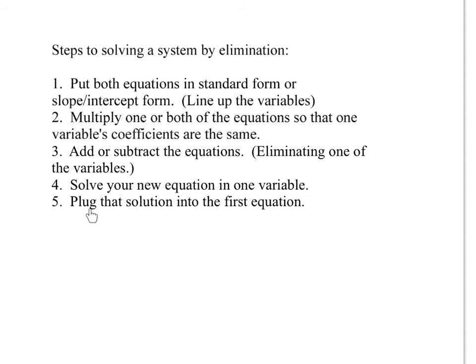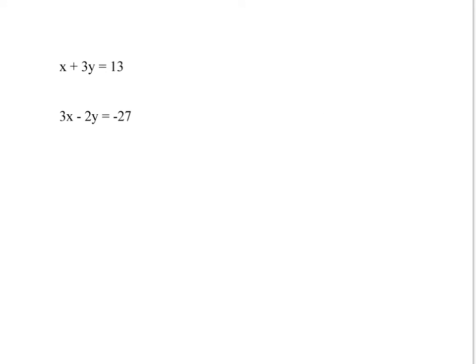And then again, the last step is to plug that solution into another equation to solve for the other variable. Let's try one. So I have x plus 3y is equal to 13, and I have 3x minus 2y is equal to negative 27. If I'm looking here, I can multiply the first equation by negative 3.